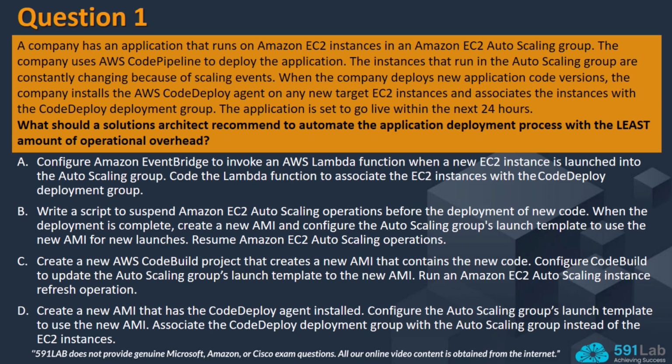Option A. Configure Amazon EventBridge to invoke an AWS Lambda function when a new EC2 instance is launched into the auto scaling group. Code the Lambda function to associate the EC2 instances with the CodeDeploy deployment group.